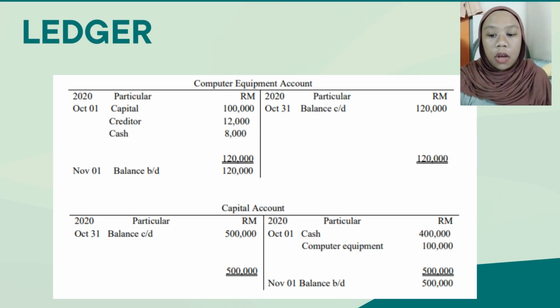Next, capital account. For October 31 balance CD is 500,000 and the total will be 500,000. For credit side October 1 cash is 400,000. Next, computer equipment 100,000 and the total will be 100,000. November 1 balance BD is 500,000.